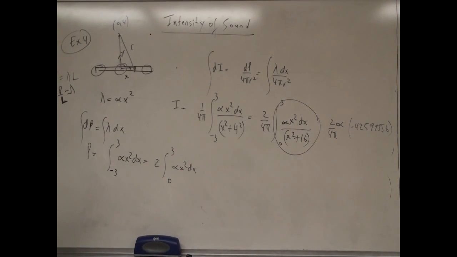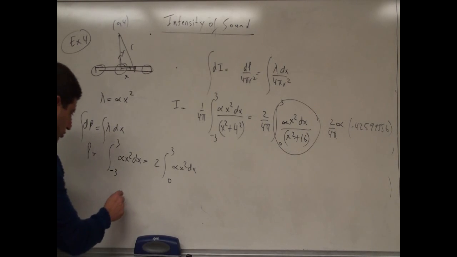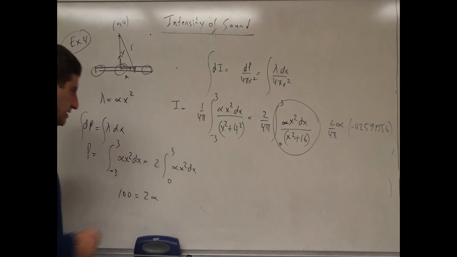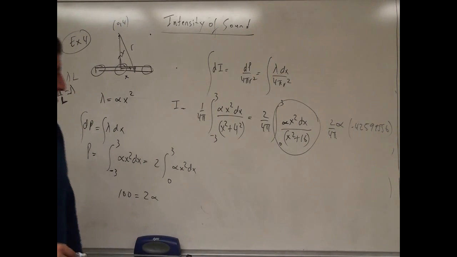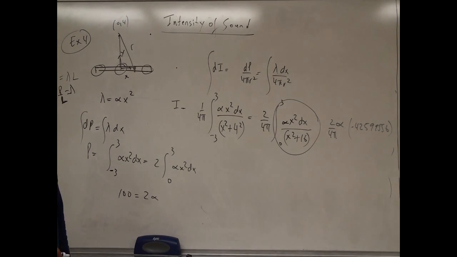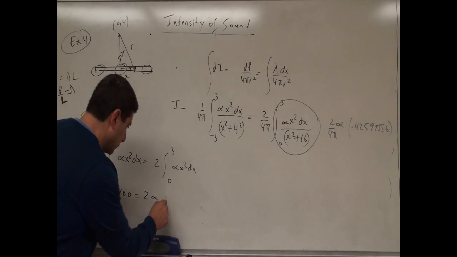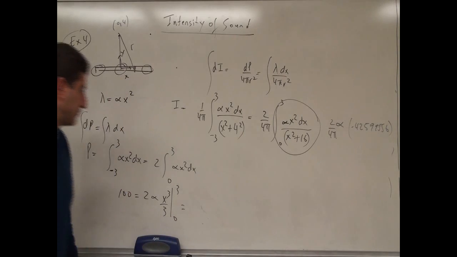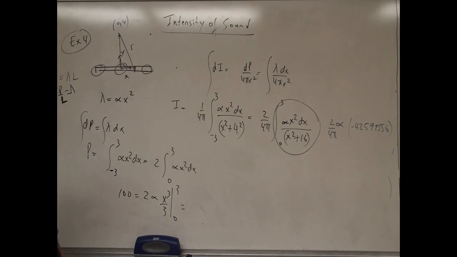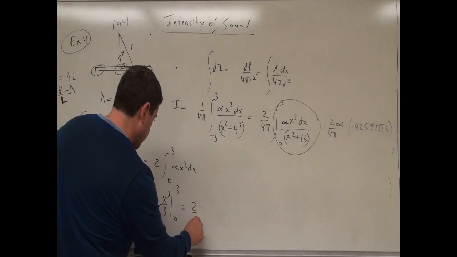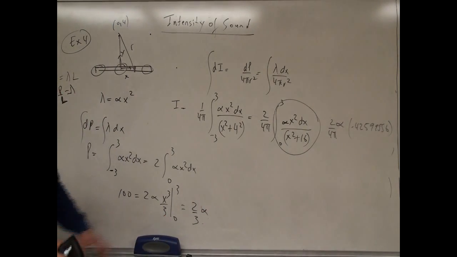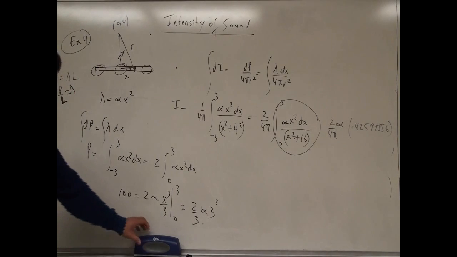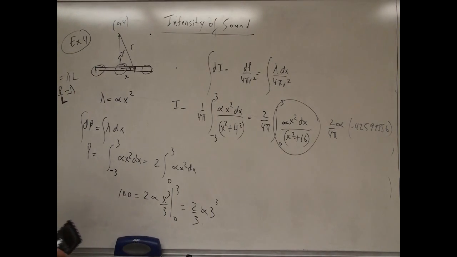Then the total power of the source is equal to 100 watts. So 100 is equal to 2, then we can pull out alpha and integrate x squared dx. The integral of x squared is x cubed over 3, then we go from 0 to 3. So we're going to have 2/3 alpha times 3 cubed, and of course when you put in 0, you just get 0.